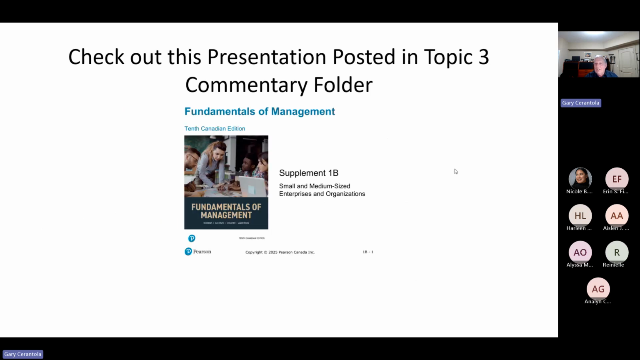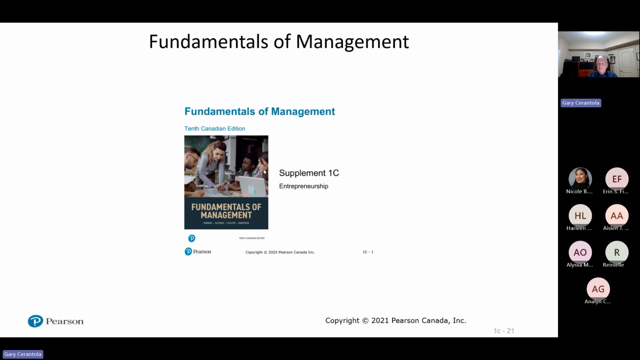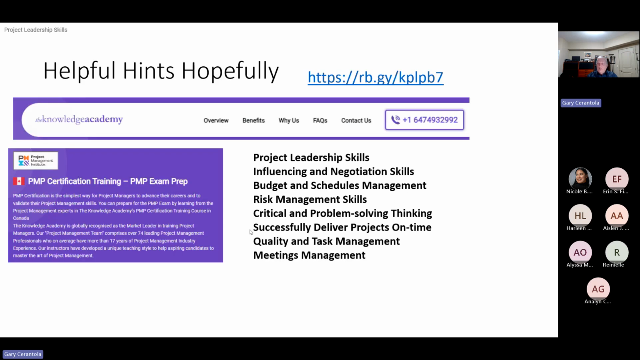So again, I'm taking you back to the Robbins presentations. If you want to know about small and medium-sized enterprises and organizations, you're going to learn a lot here and be able to deal with test questions and the assignments themselves in Supplement 1B, and then take a look at Supplement 1C, to get a little more insight into what entrepreneurship is all about.